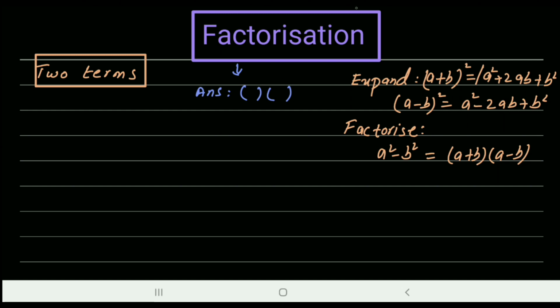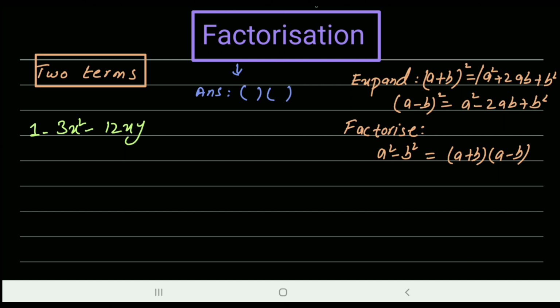Question number 1: 3x square minus 12xy. So this is a question of two terms. There are two terms in this question. So first of all I will tell you the method. What is the method of two terms factorization?